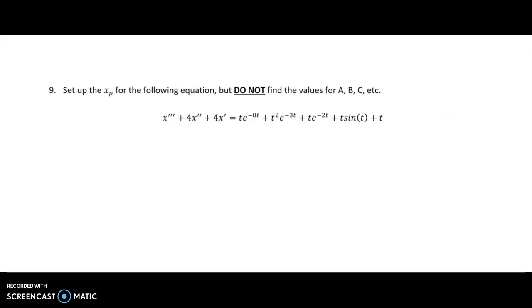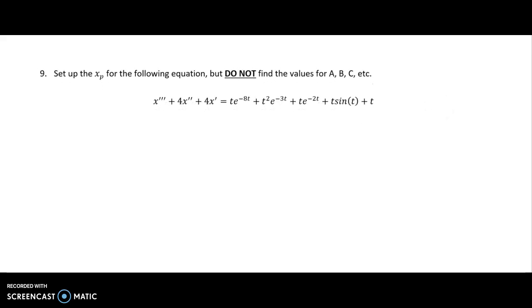Last question here for our study guide. Here we're given a really big differential equation with a really big input. And we just want to set up xp and not actually find the values of A, B, C, whatever, when we're doing our undetermined coefficients.